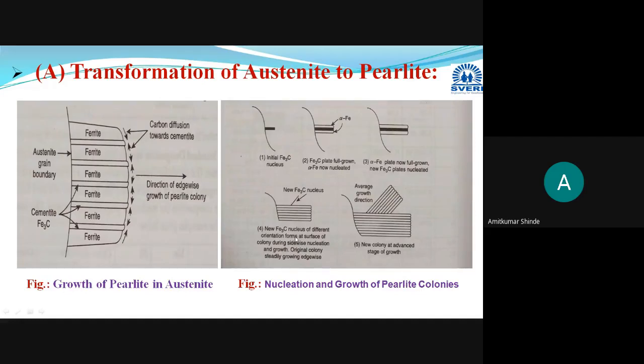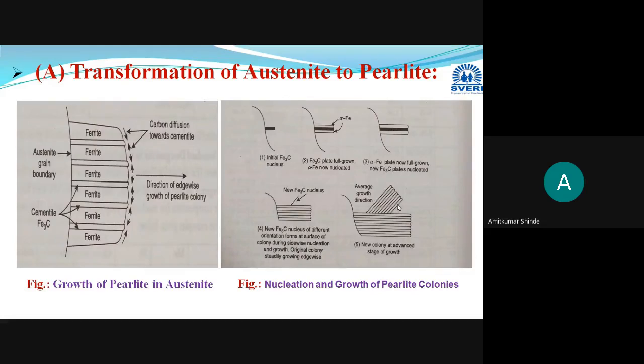In this same way, a number of pearlite colonies will be formed. Some will have this kind of morphology or appearance, some will be horizontal, some will be inclined. Like this, a number of layers will be formed, alternate layers of ferrite and cementite. These are termed as the pearlite colonies, or simply you can say that this is the pearlite. In this way the austenite will get transformed to the pearlite whenever you are using a slow cooling rate.